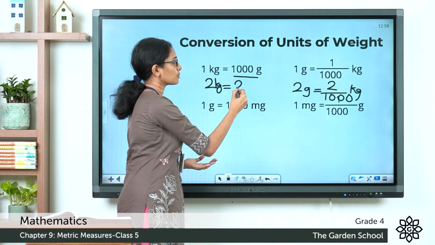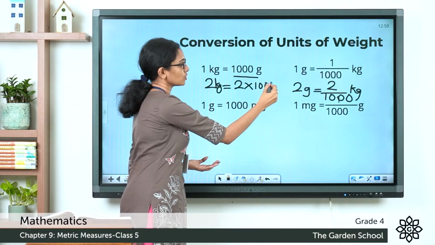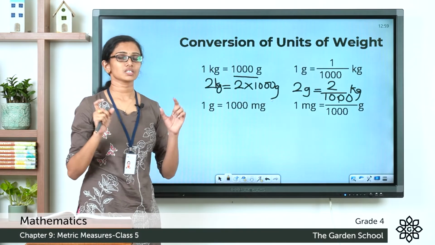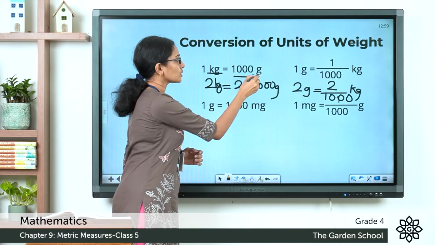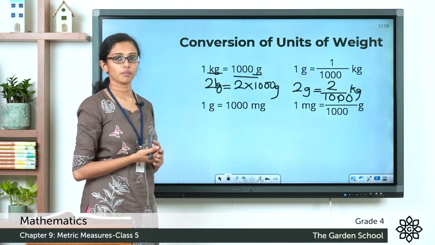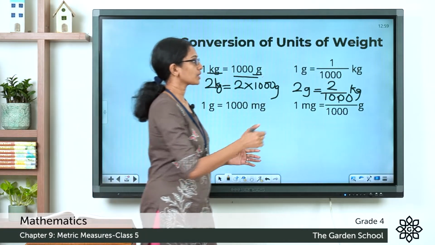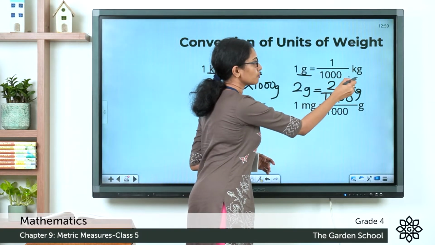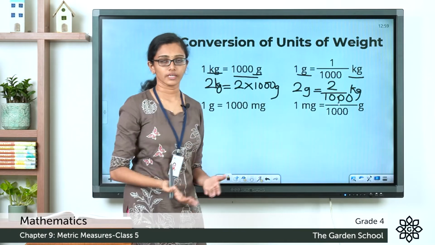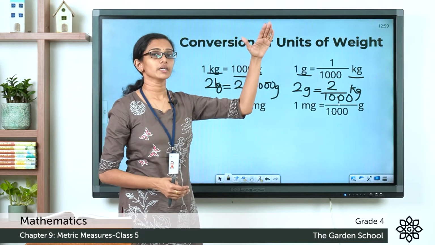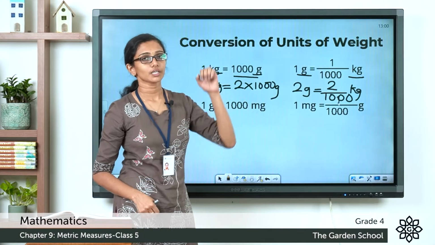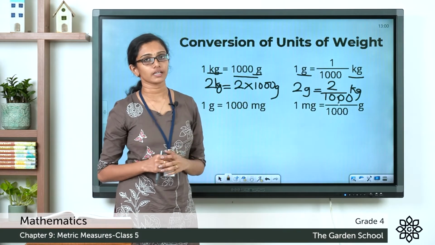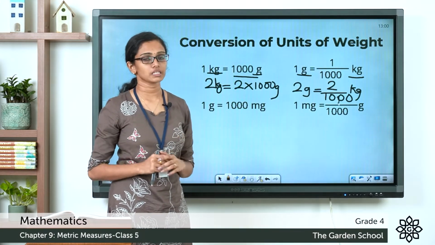So 2 kilogram would be equal to 2 into 1000 gram. So just keep in mind one thing. When you convert from a bigger unit to a smaller unit, you have to multiply. And when you convert from a smaller unit to a bigger unit, you have to divide. That is, bigger to smaller, you multiply. Smaller to bigger, you divide. Just keep this in your mind and it will be easy for you.